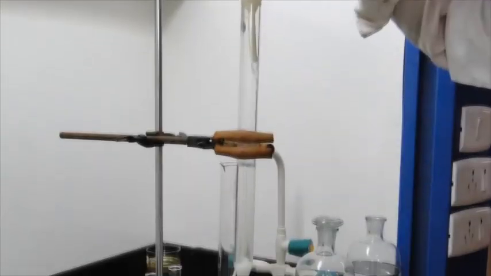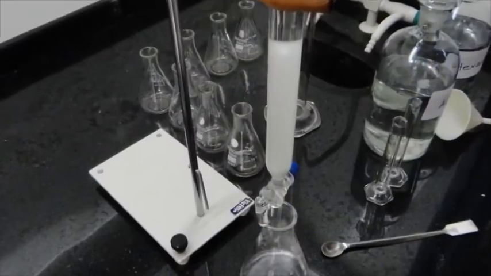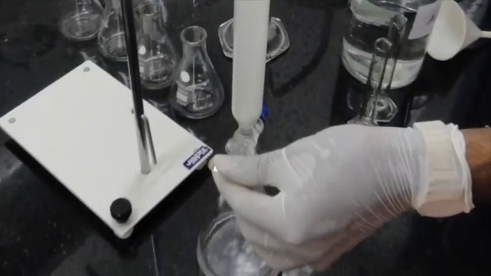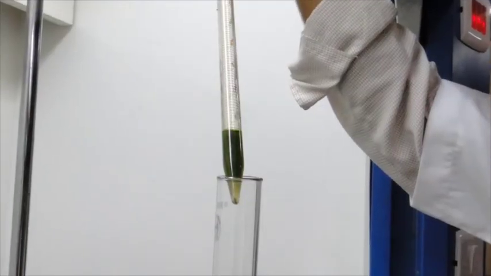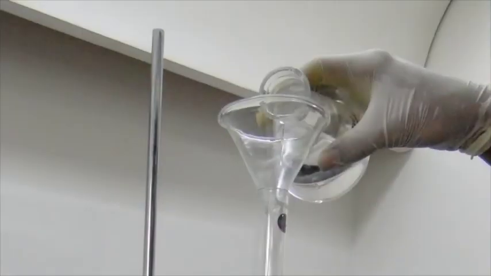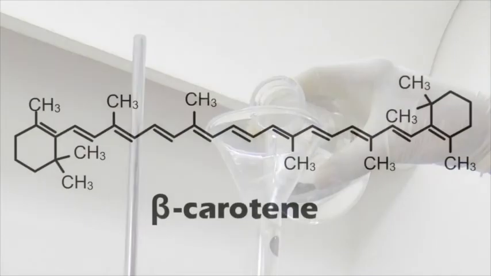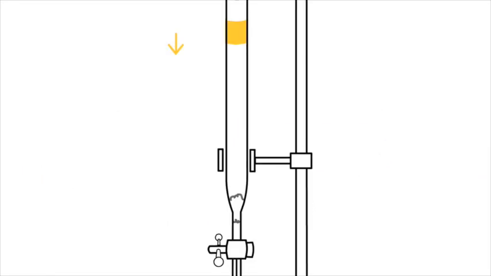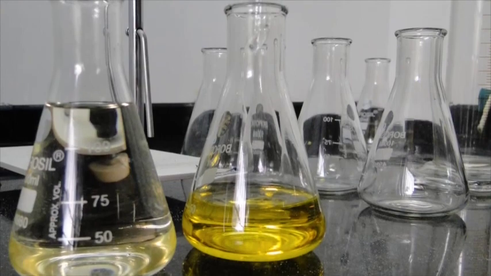A chromatographic column is packed with about 25 grams of silica gel in hexane, and the crude extract adsorbed on silica gel is added to the top carefully. The column is then run using hexane. The non-polar beta-carotene will elute out first as a yellow band, and it is collected in a small conical flask as it flows out of the column.